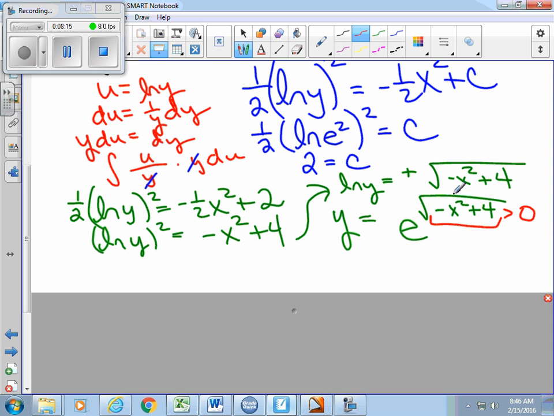I can work it out. But wouldn't it always be greater than 0? Because it's a negative. So 4 minus x squared greater than 0 is what I need. 2 minus x, 2 plus x.